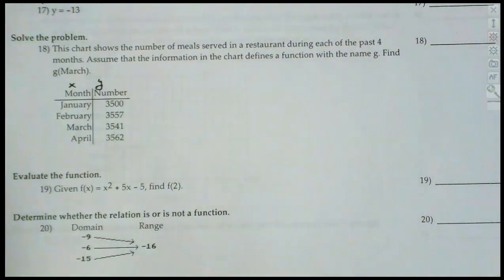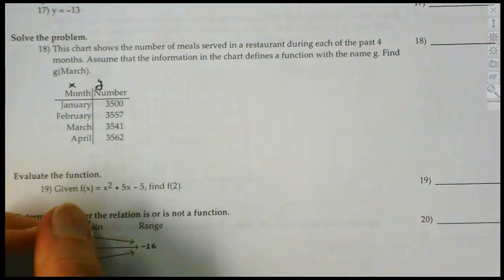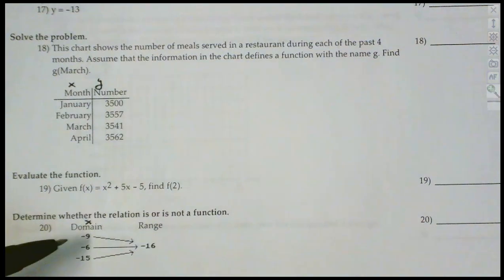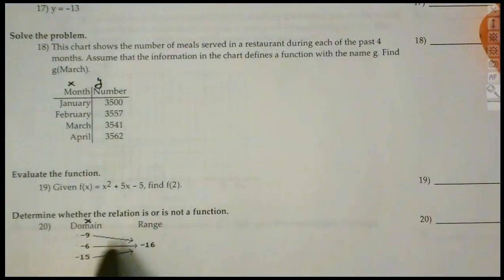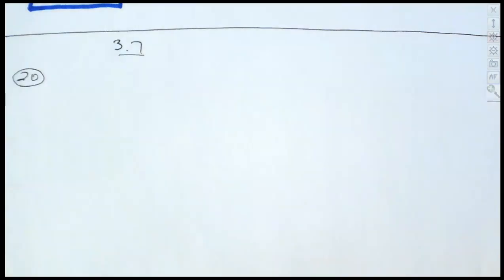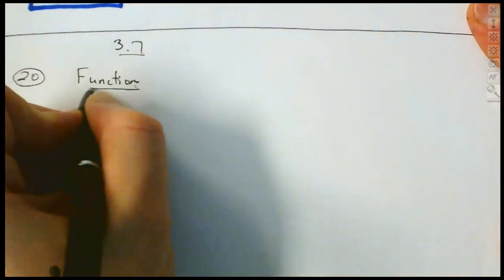They can all go to the same number, but what we look at is we look at the domain, and we look at our x values. Remember, the domain is the x values, and our x values are -9, -6, and -15. Are any of those values duplicated? No. So that means this is a function. So question 20 would be a function because each x goes to a specific y value. They can all go to the same number, right? But that's still a function. So question 20 would be a function.